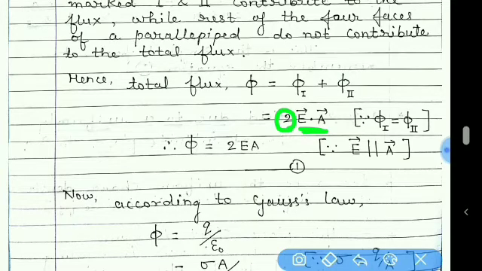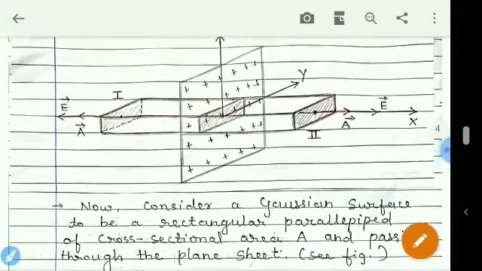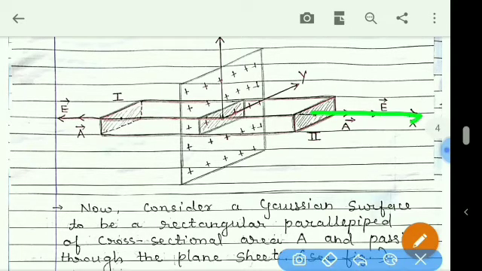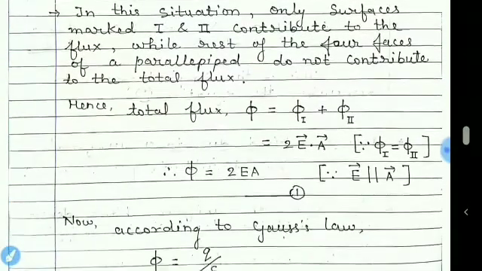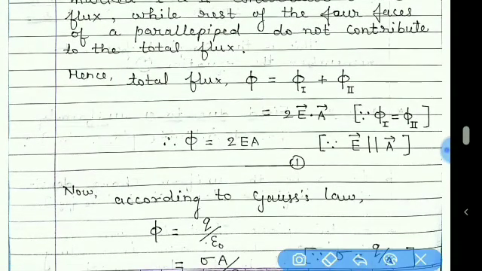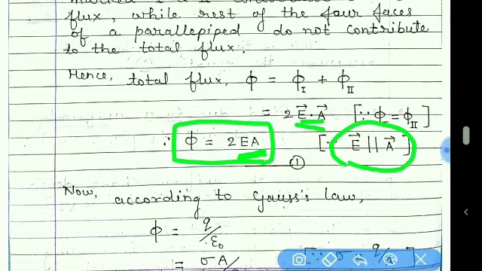Now as the electric field and the area vector are in the same direction for this surface, the angle made between the electric field and area will be 0, and cos 0 is 1, so we can simply remove this dot product and write EA. Here I have mentioned that the electric field and area vector are parallel to each other. So we can say that the total flux linked with that parallelepiped is 2EA. Let us give this equation number 1.